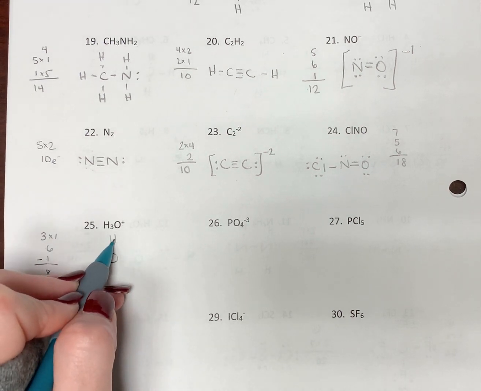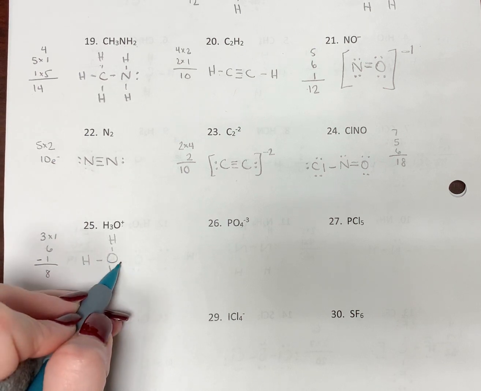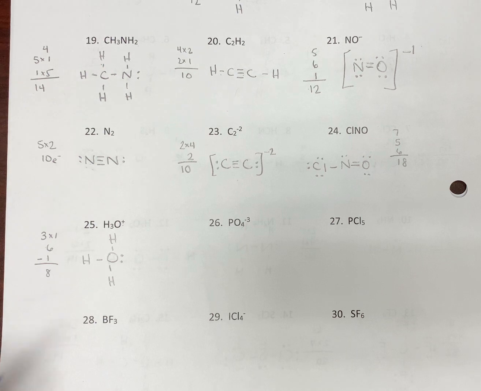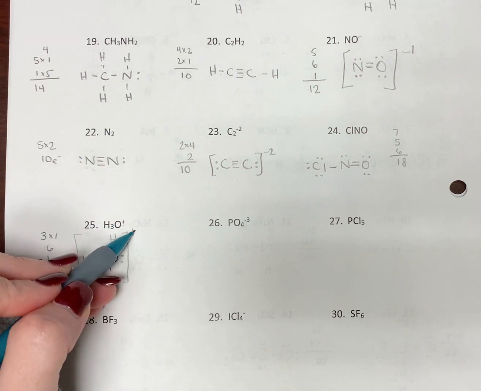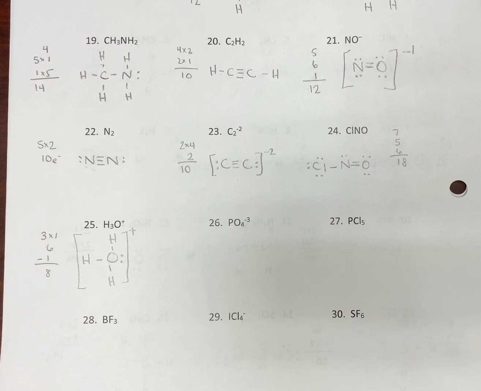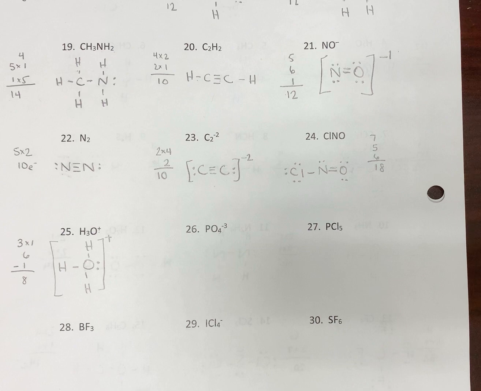Hydrogen can't go in the middle. 2, 4, 6, 8. It's an ion, so note that with the brackets. Here's another ion here.